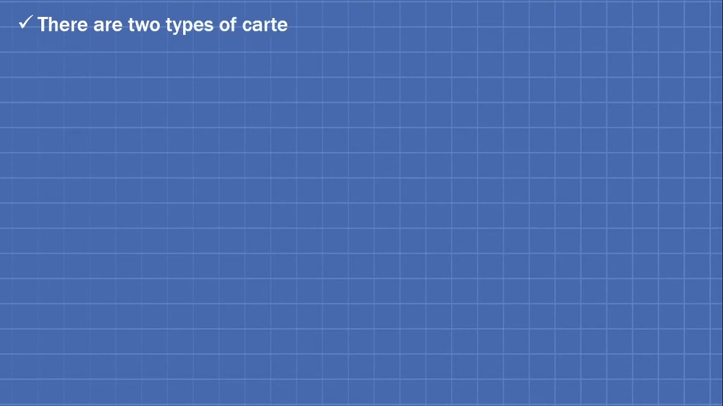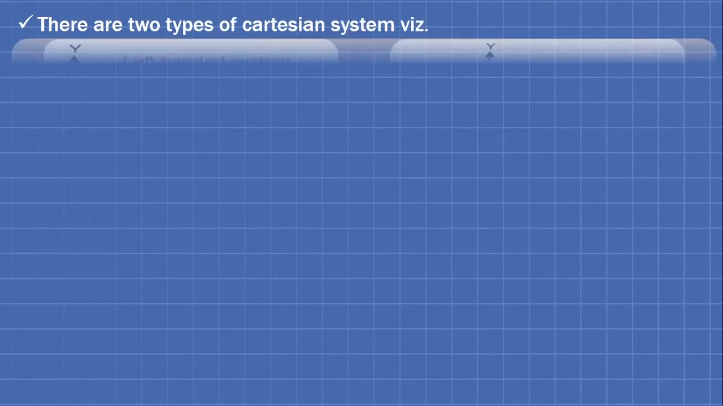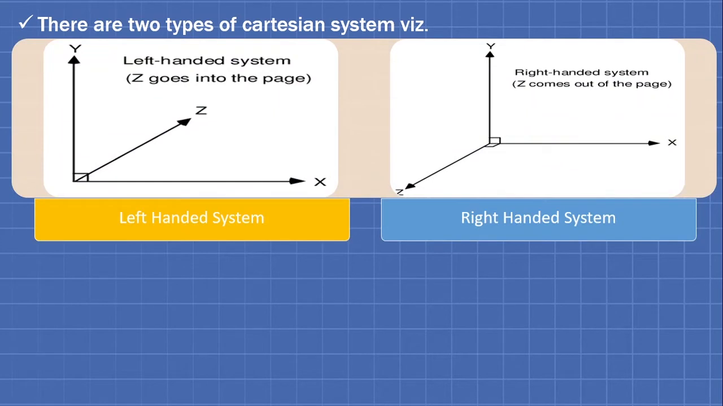So there are two types of Cartesian system, which are the left-handed system and the right-handed system. In both systems we will have three axes if we want to represent a three-dimensional point or volume. But in both types of system the selection of the z-axis will be different. So how can we define the left-handed system?